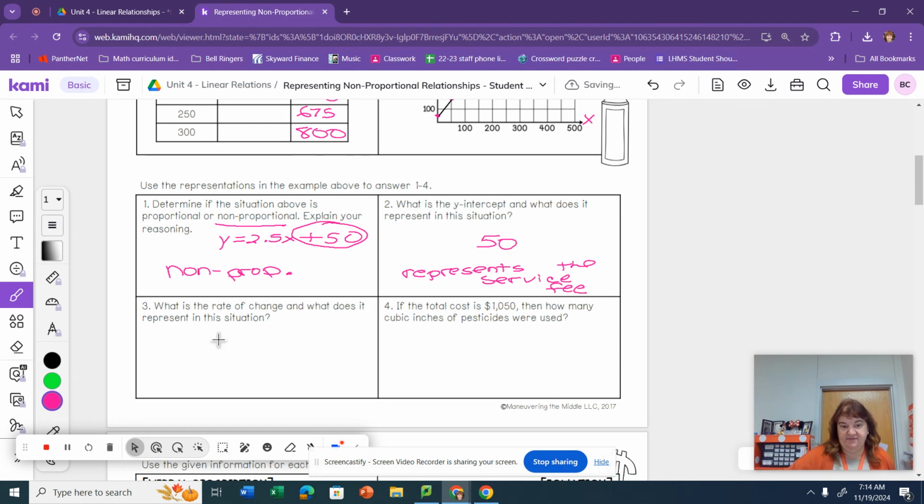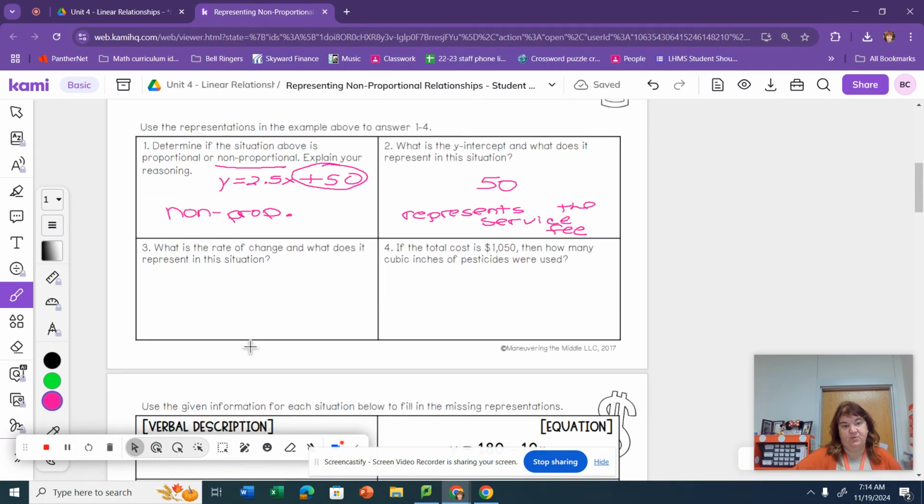What is the rate of change and what does it represent? Okay, rate of change, sometimes next year you'll call it slope. This year we just call it rate of change. Slope, rate of change, same thing. Slope and rate of change is the same thing.